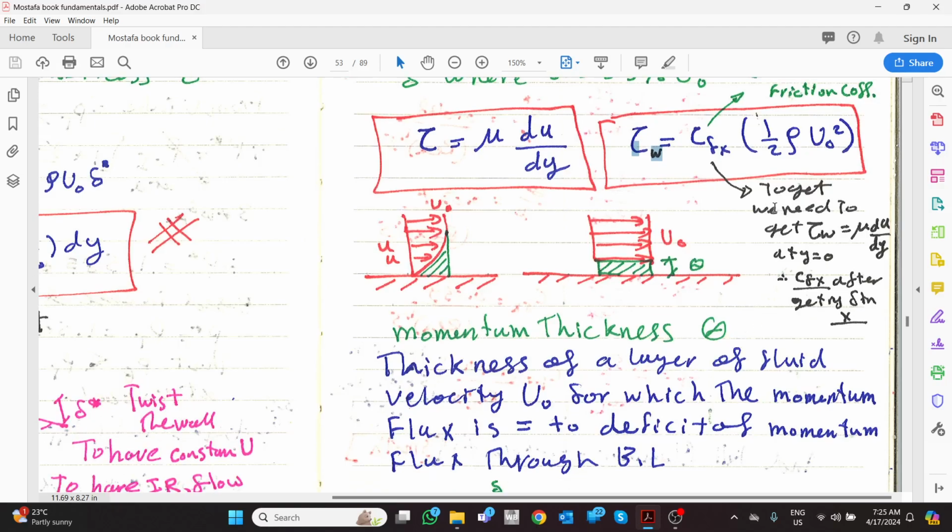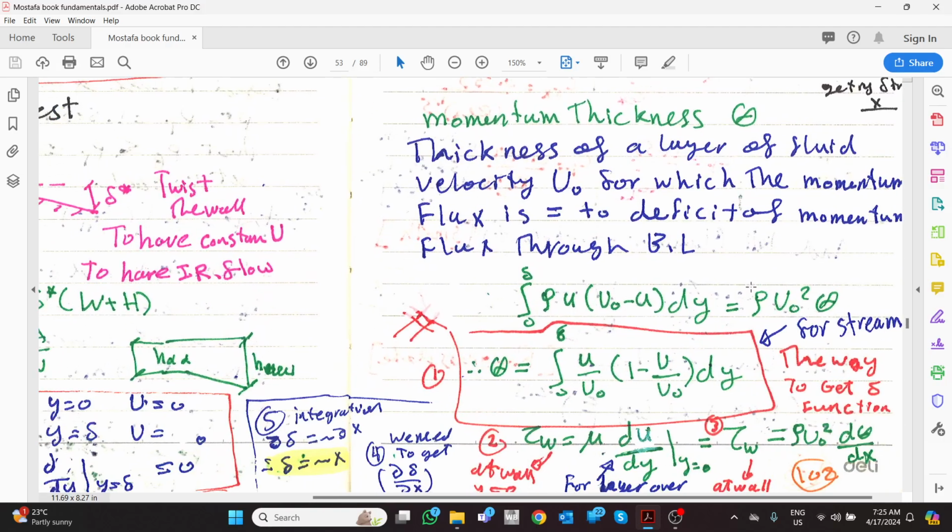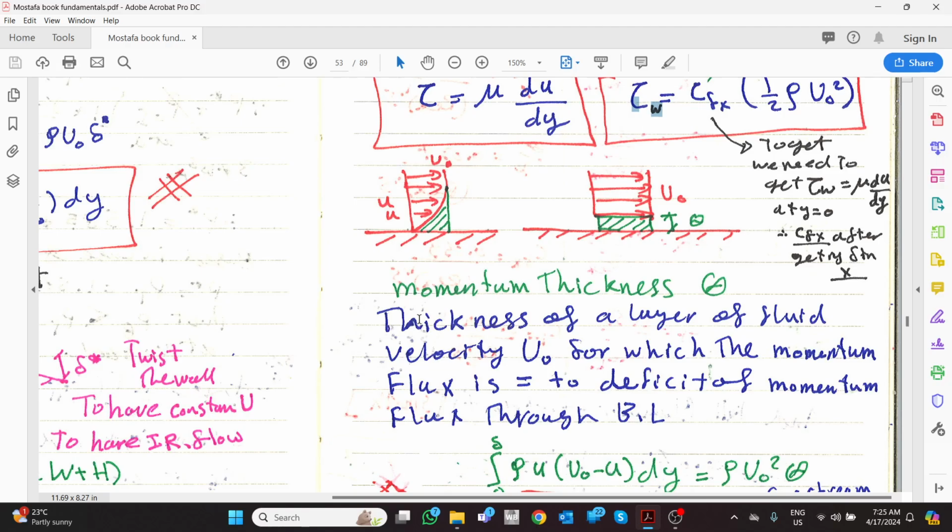This is just to understand what is what. Now we need to discuss something else, which is the momentum thickness. Just bear with me, till now it is definitions. It is the thickness of the layer of the fluid, with velocity u naught, for which the momentum flux is equal to the defect of momentum flux through the boundary layer.